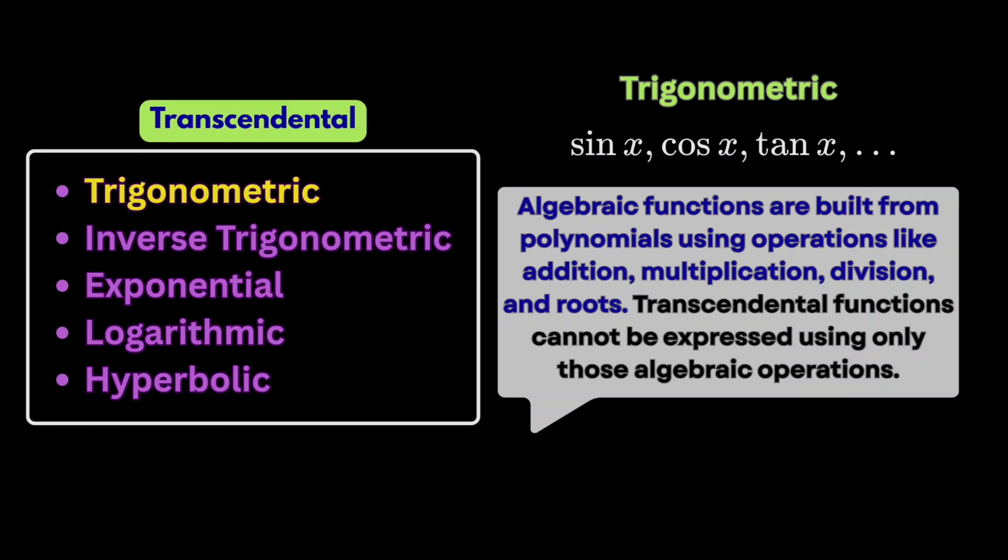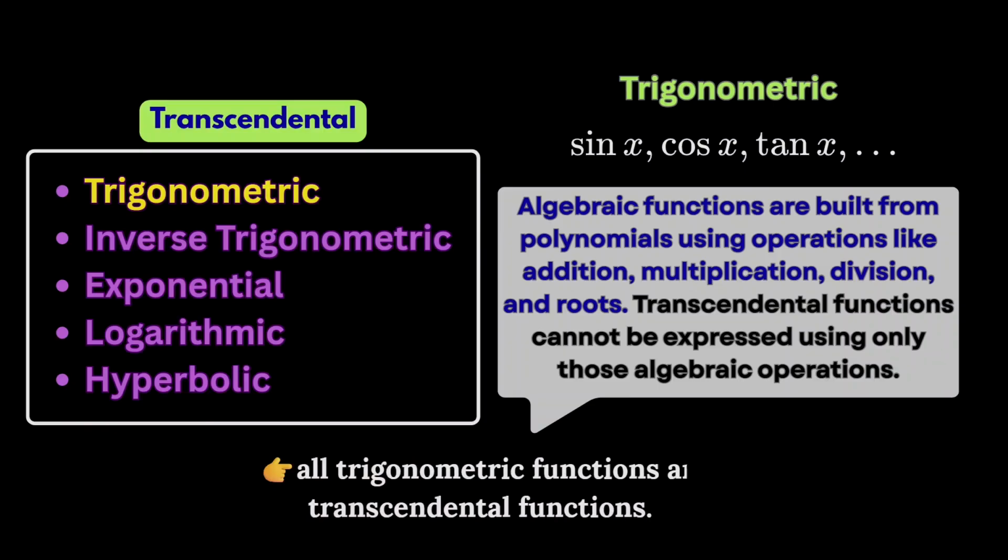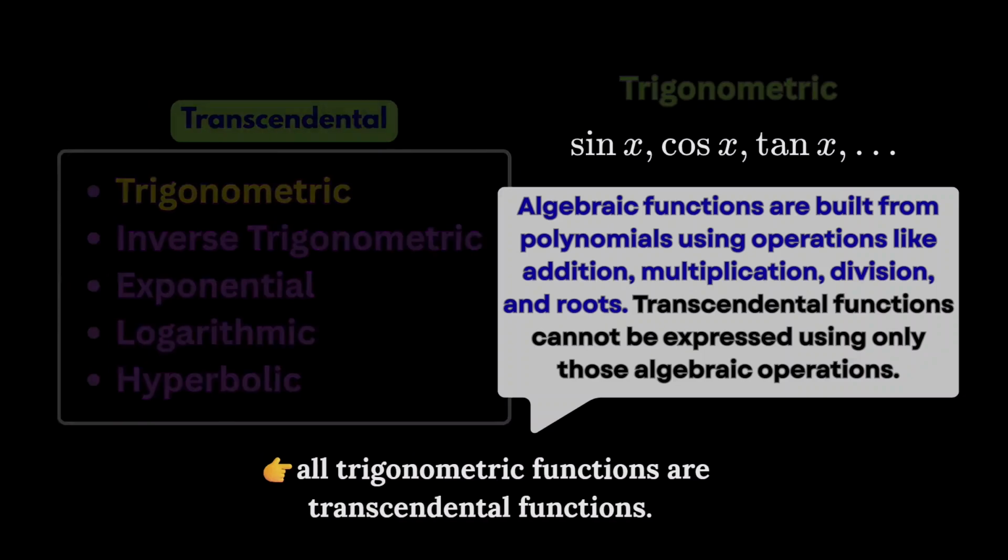So this is exactly what we did for the previous four groups that we just defined. We used addition, multiplications, divisions, and roots. Transcendental functions cannot be expressed using only those algebraic functions. So you cannot just define any transcendental function using those operations that we just used. These are completely unique functions. So based on this definition, all trigonometric functions are transcendental functions.